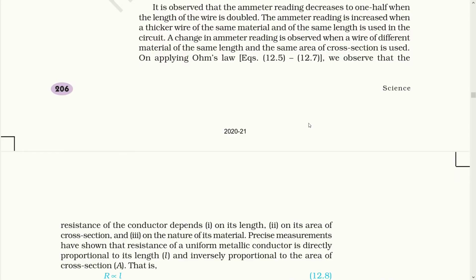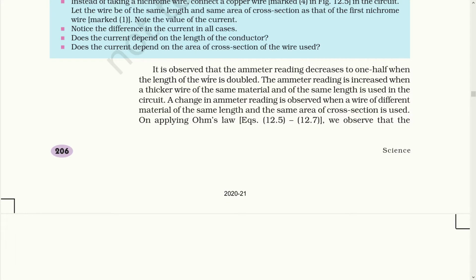So dear students, as we have read the activity, we came to know that we applied four different conditions for testing the resistance of the conductor. The observation would be something like this. It is observed that the ammeter reading decreases to 1/2 when the length of the wire is doubled. The ammeter reading is increased when a thicker wire of the same material and of the same length is used in the circuit. A change in ammeter reading is observed when a wire of a different material of the same length and the same area of cross section is used.